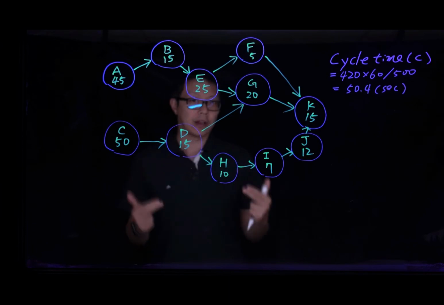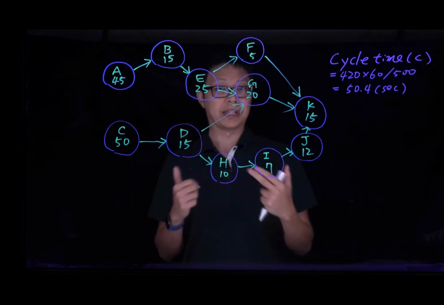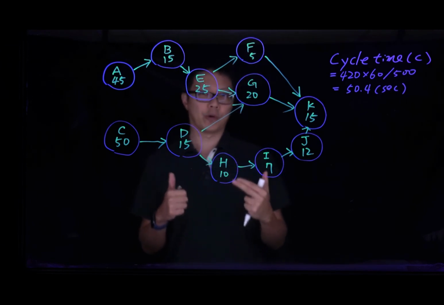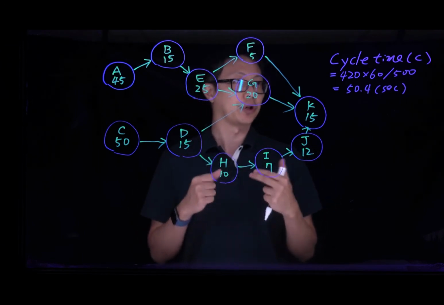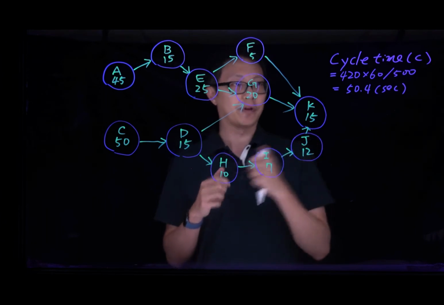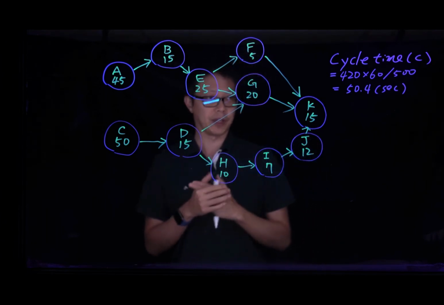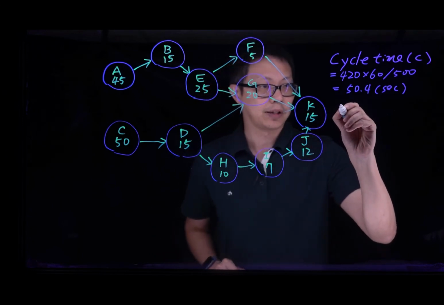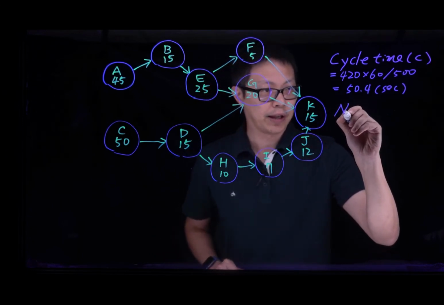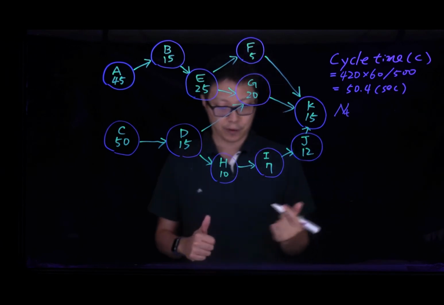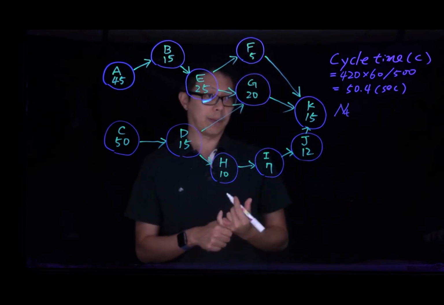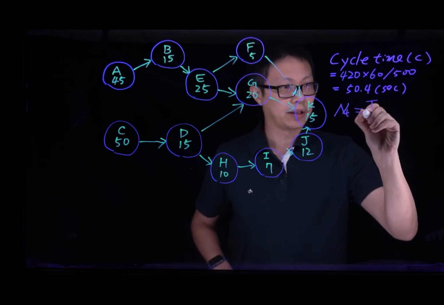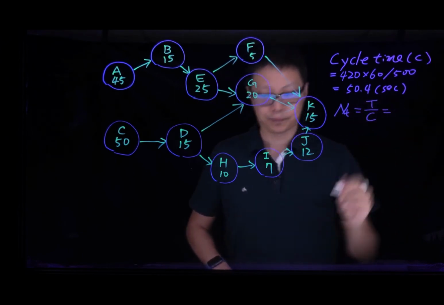Okay? So once you have the cycle time calculated, the next thing you want to do is to figure out theoretically how many workers will be needed to finish the task. So how many workers do we need in order to produce a toy every 50.4 seconds? To do that, remember on the slide we have a formulation called NT. That's the theoretical number of stations, or the theoretical number of workers, that will be needed. And the formulation will be T divided by C.